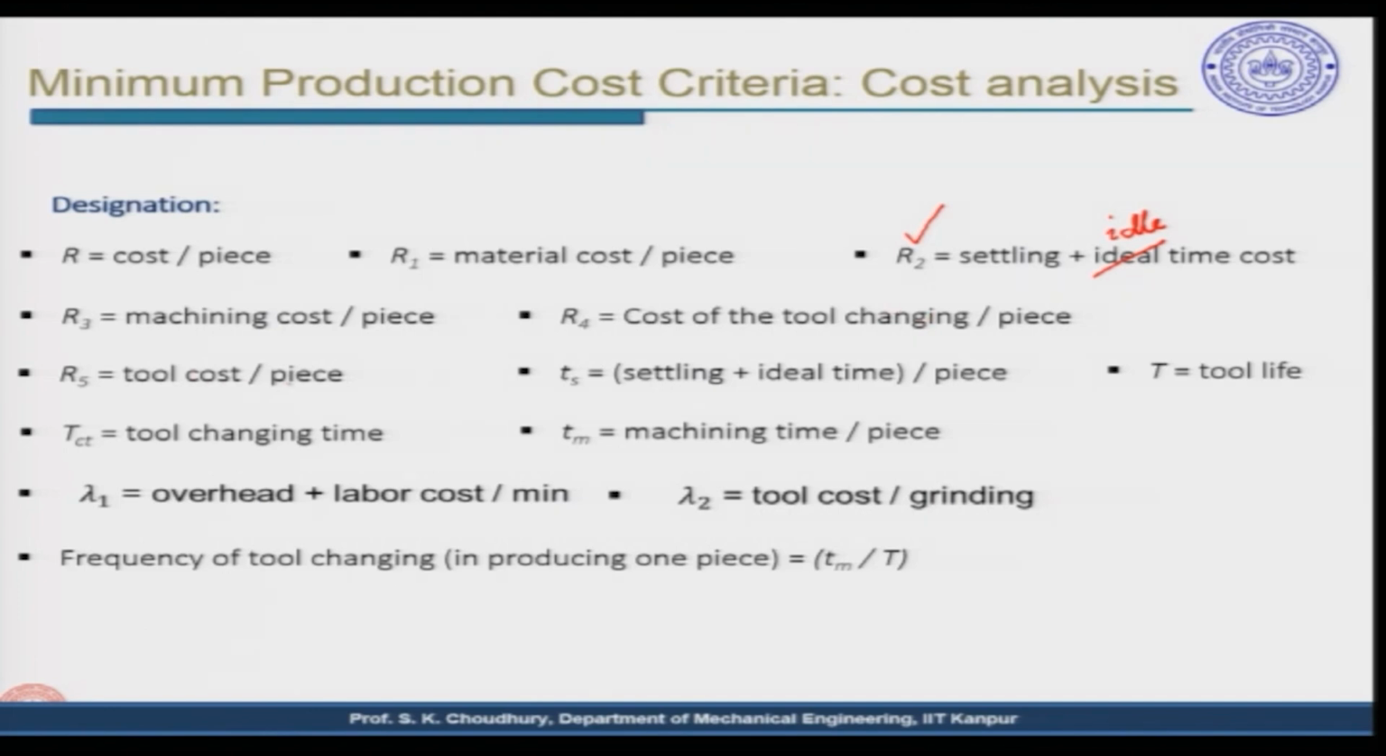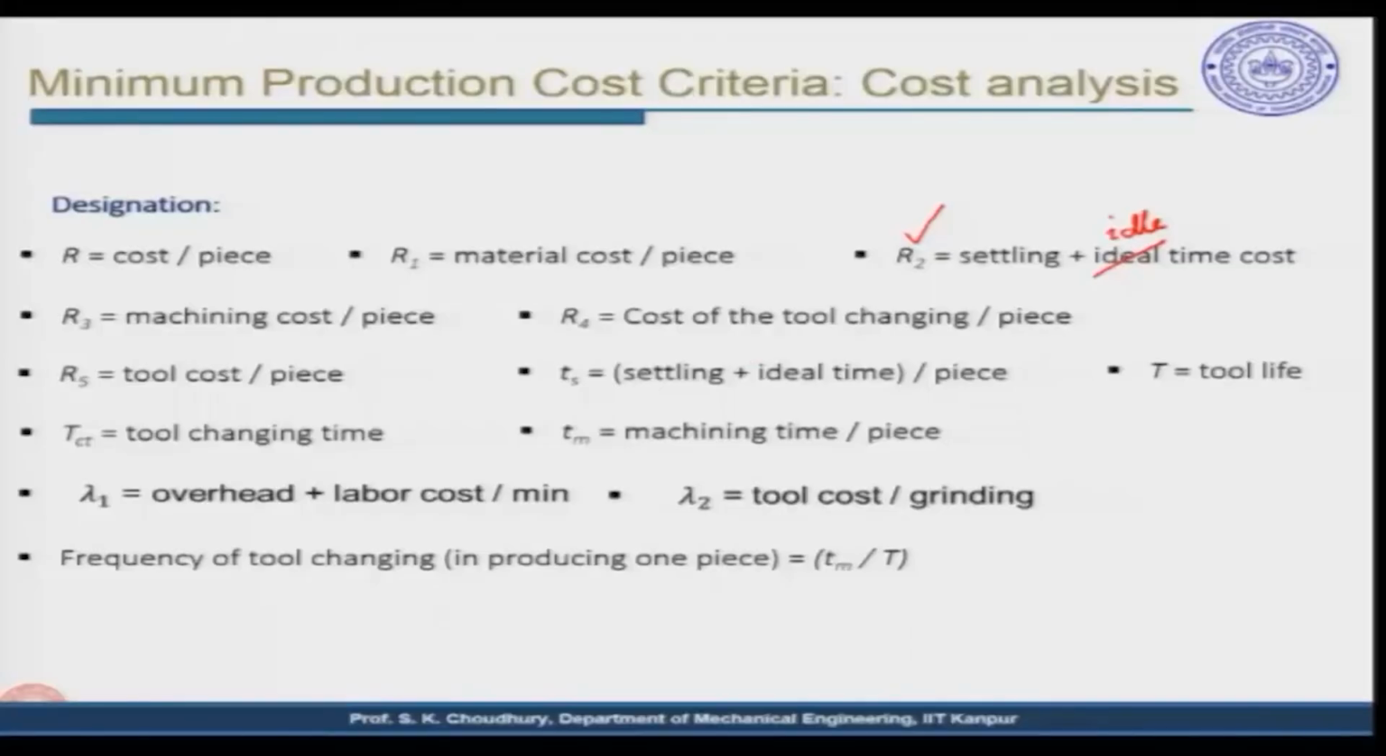R5 is the tool cost per piece. Suppose a tool costs, let us say, 100 rupees. With that tool you are machining, let us say, 2 pieces. So the per piece tool cost will be 50 rupees. This is an example.